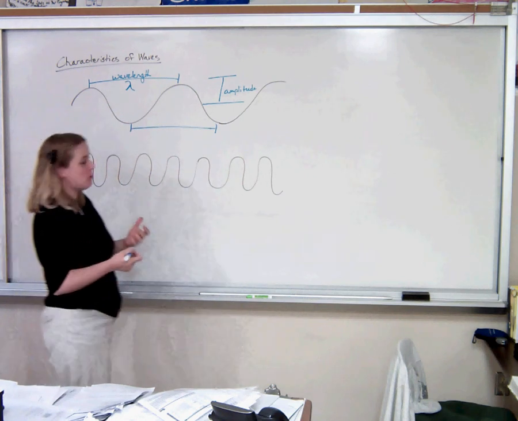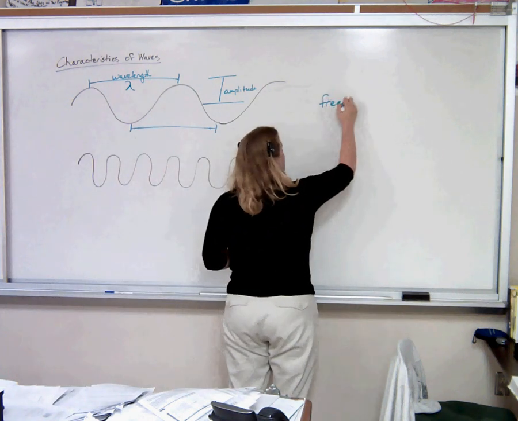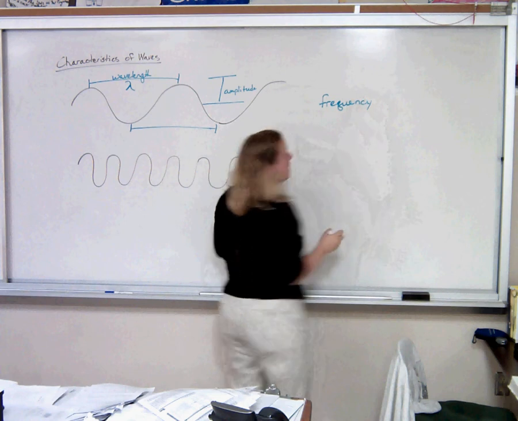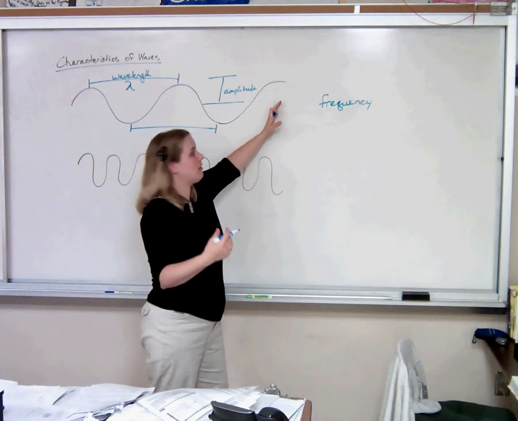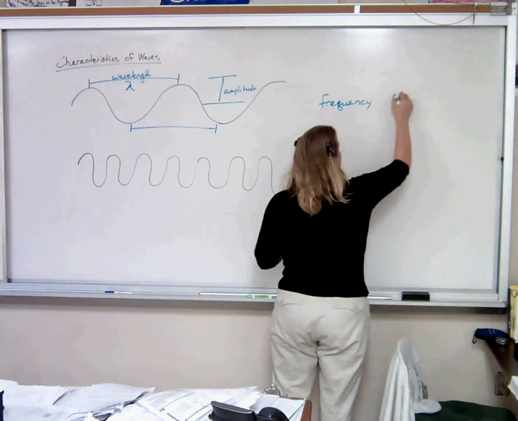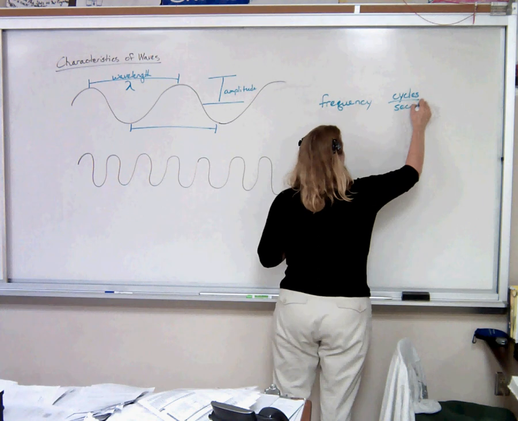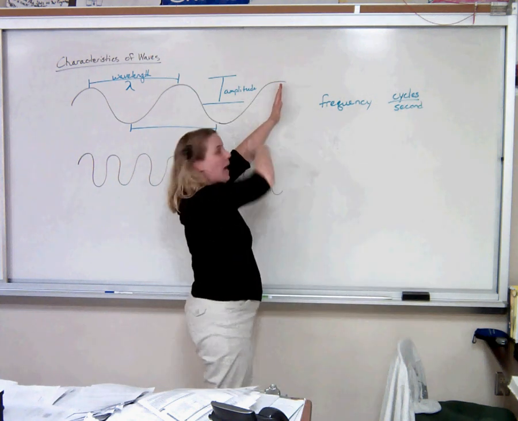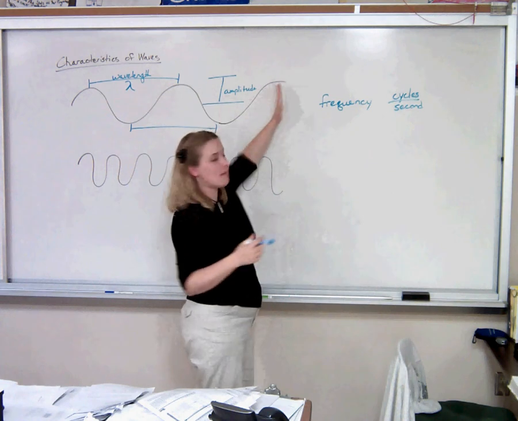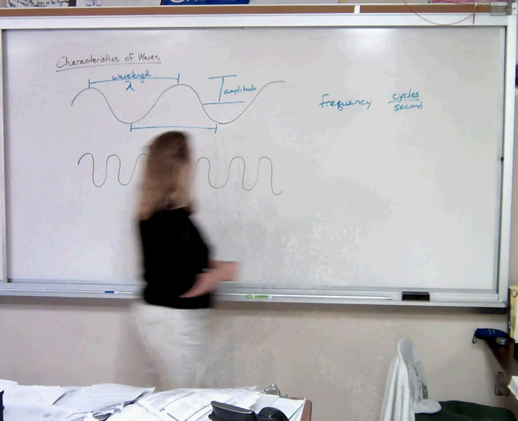Another term you need to know about waves is frequency. Frequency is the number of wave cycles that pass through a fixed point in a second. So cycles per second. So if I had my hand here and this wave was traveling like this, how many wavelengths are going to get through my hand in 1 second? That's your frequency. You can have waves with two different frequencies.